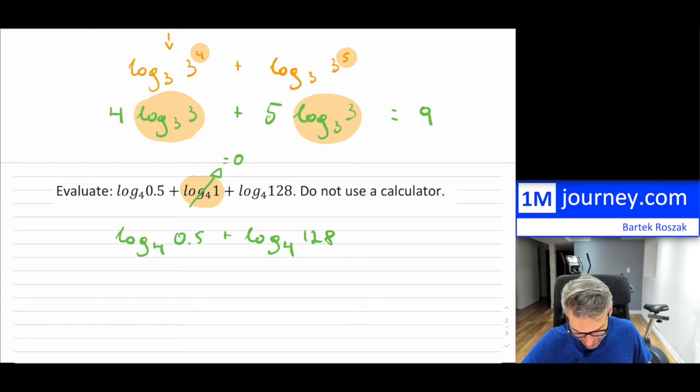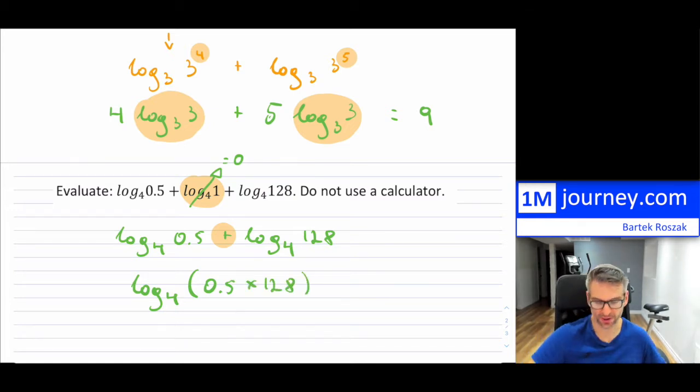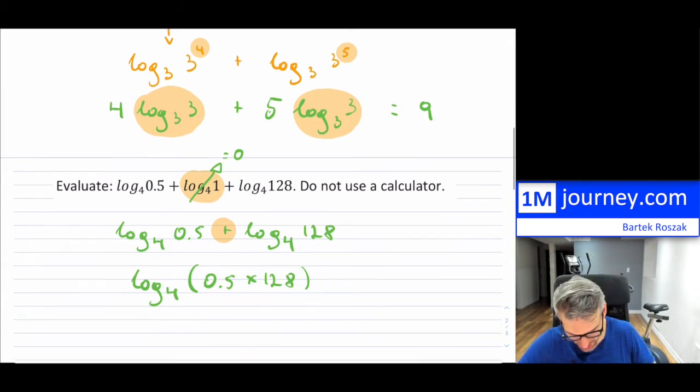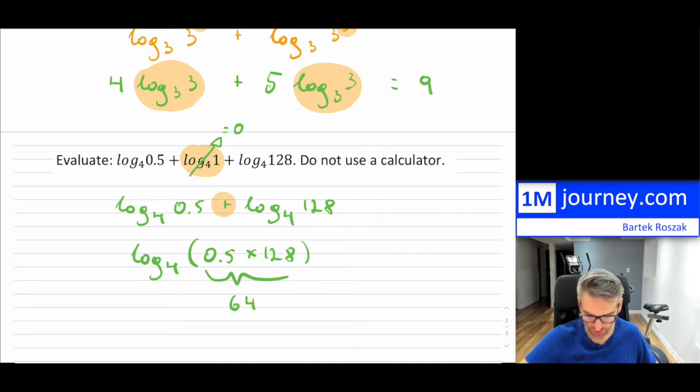and base 4, well, again, I'm going to use the property here, so kind of go backwards. This is going to be log base 4 of 0.5 times 128. So I'm using that property. And now 0.5 times 128. So this right here is going to be 64, right? Because 0.5 is 1 over 2. So 128 divided by 2 is 64.